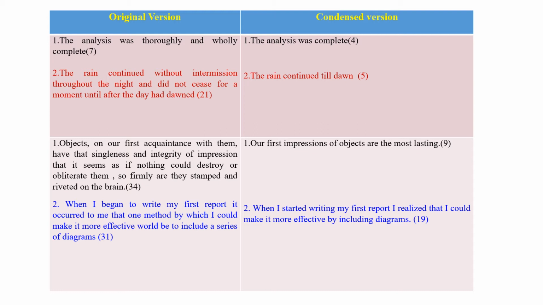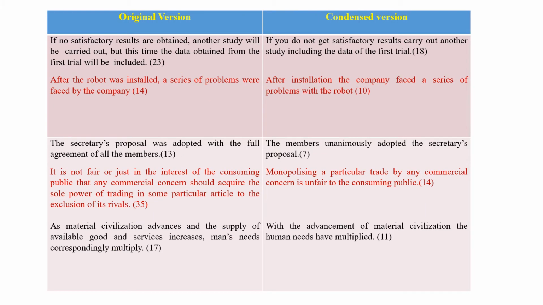Now we can see 2 more examples similarly, wherein there are 34 words and we have condensed it into 9 words. And in the second one there are 31 words and we have again condensed it into 19 words. Now in the next slide also we can see the same, how the original sentences are condensed. Now you can go through all these examples so that you can understand how we have to condense the sentences while writing a Precis.